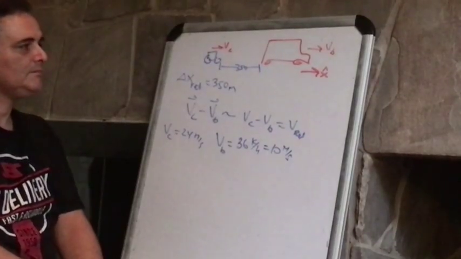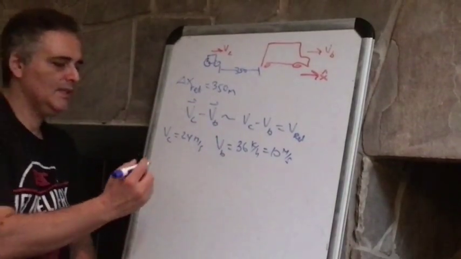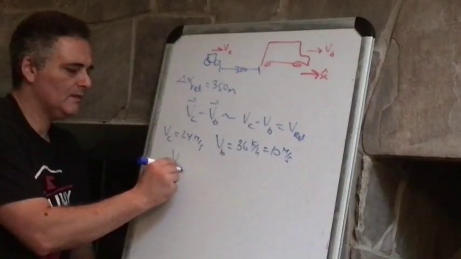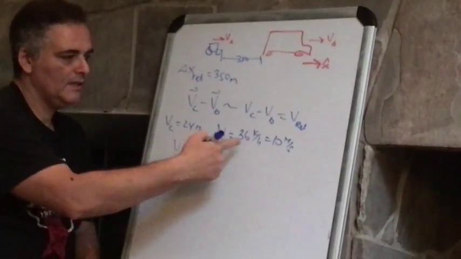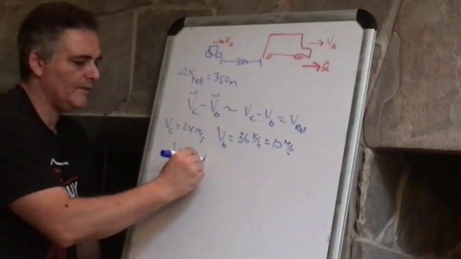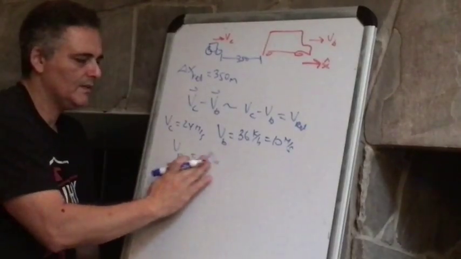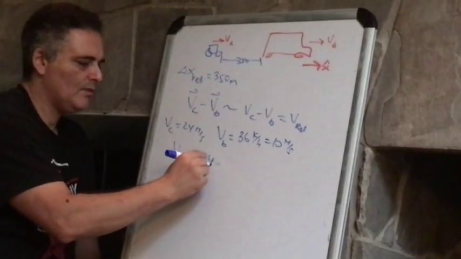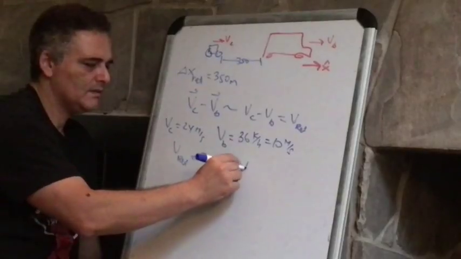Pretty easy. Okay, so if I subtract the two, that means my v relative is 24 minus 10, which is 14. Okay, here we just write it down. 24 minus 10.